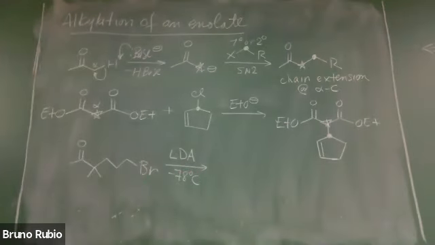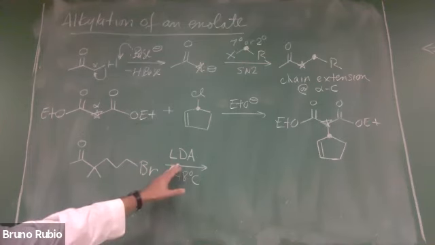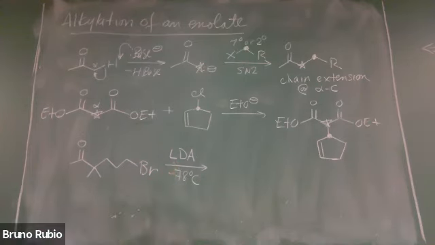Okay, so how about you draw the structure of the product here? What are we talking about? Alkylation of an enolate. You're looking for a proton on an alpha carbon. What's that? That's the carbon that is next to the carbonyl carbon. You're looking for an alpha proton that is removed by the base. In this case, I'm using this lithium diisopropylamide.